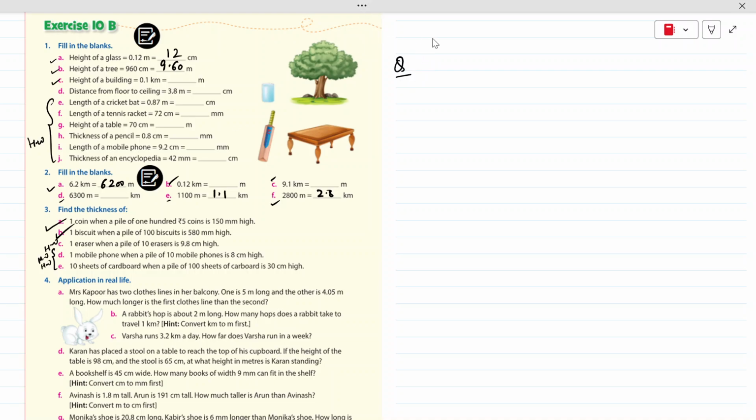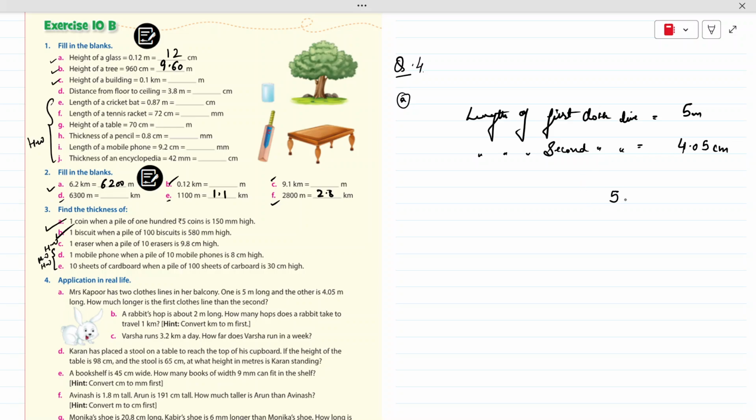Now coming to question number 4, part A. It says Mrs. Kapoor has two clotheslines in her balcony. One is 5 meters long and the other is 4.05 meters long. How much longer is the first clothesline than the second? Easy. We know the length of the first clothesline is 5 meters, and the length of the second clothesline is 4.05 meters, and we have to find how much bigger the first is than the second.